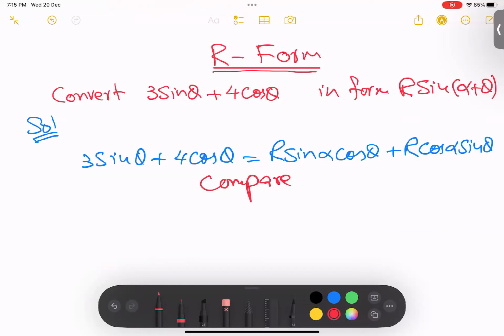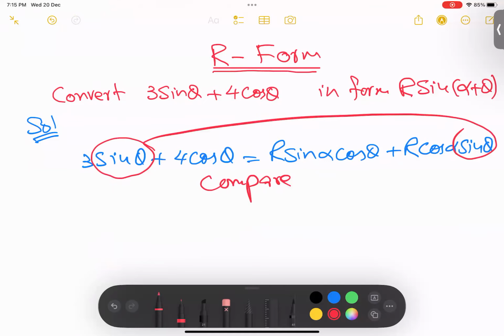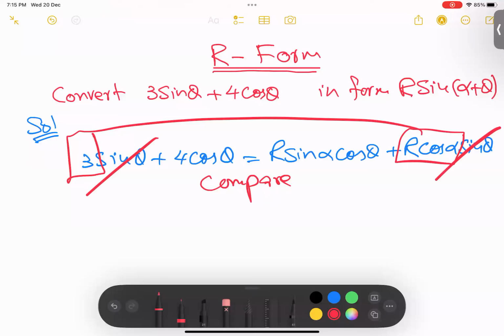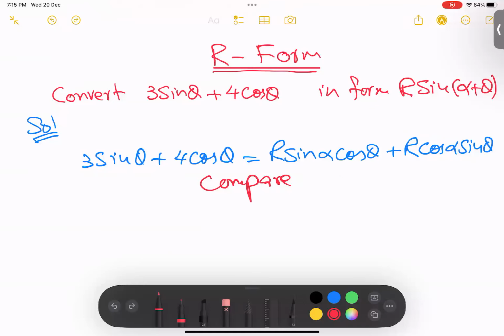So what is called comparison? Where is sine theta? Sine theta here, and sine theta here. What is the coefficient of sine theta here? R cos alpha. What is the coefficient here? 3. So I can cancel sine theta from both sides and take the coefficient. So R cos alpha is equal to 3. This is equation number 1.